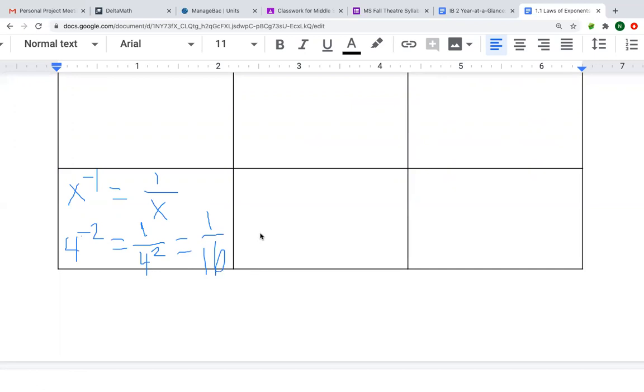Almost done with exponents. What if we have a power raised to a power, such as x squared squared? You are going to multiply those two exponents together, so this is the same as x to the fourth. And I'd like to show you why this works: if you have, let's say, 2 squared squared, this rule tells us that it should be 2 to the fourth, which is 16.